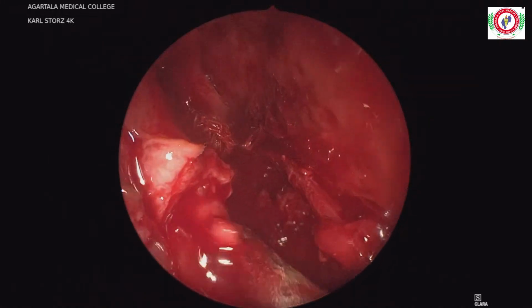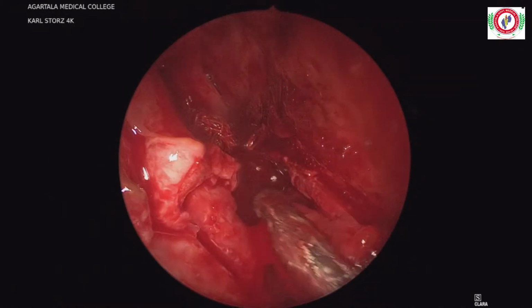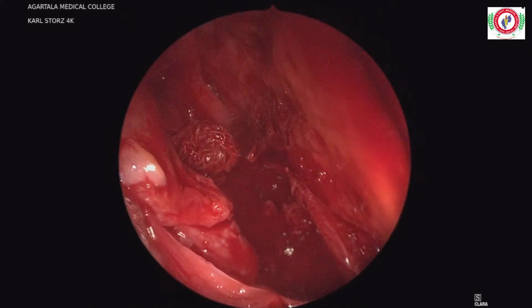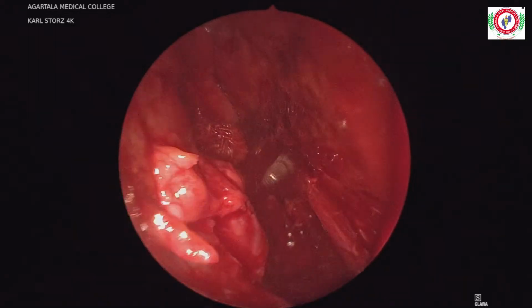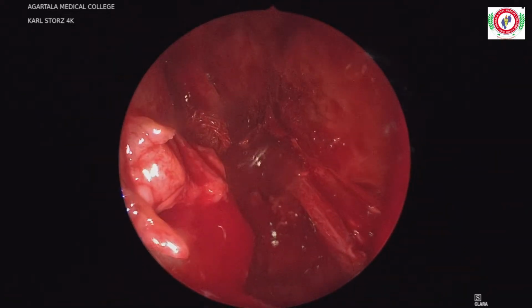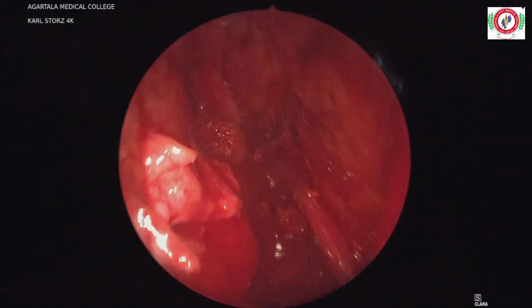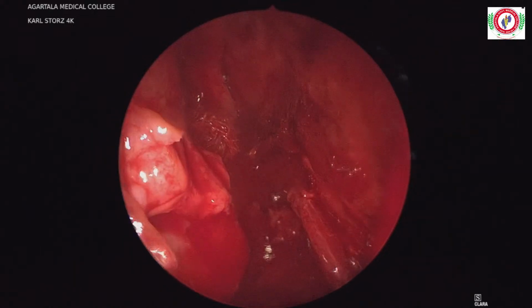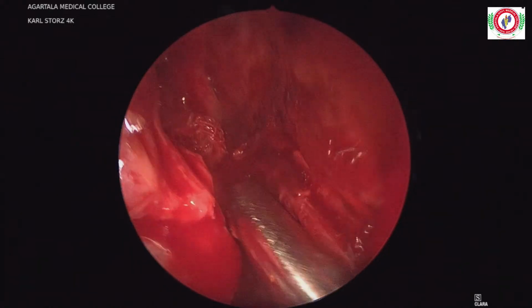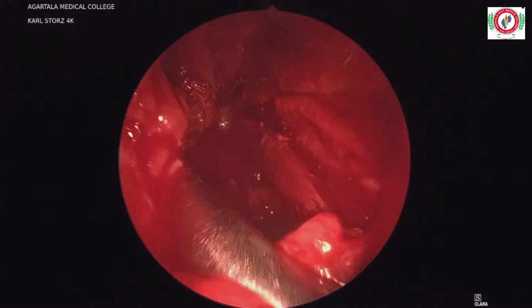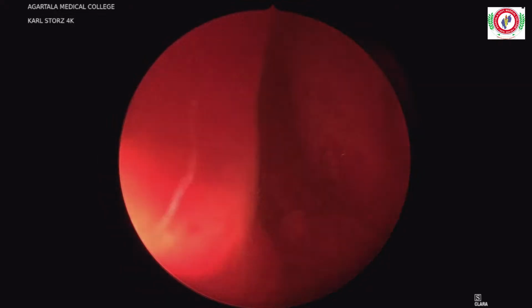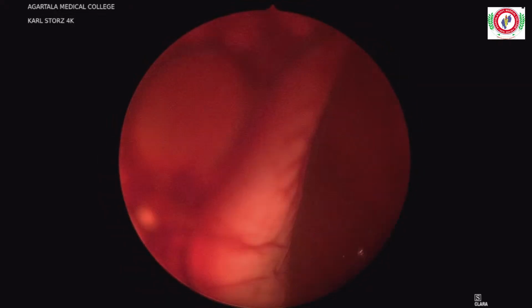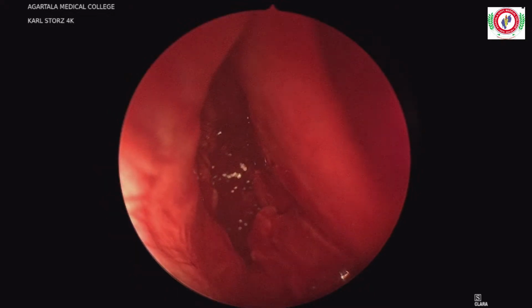Suction in this. Yeah, give me forceps. So that can be the nasolacrimal duct here, I am not sure, or it is behind this bone. Okay. Give me divider. Anyhow, we have to remove this part.